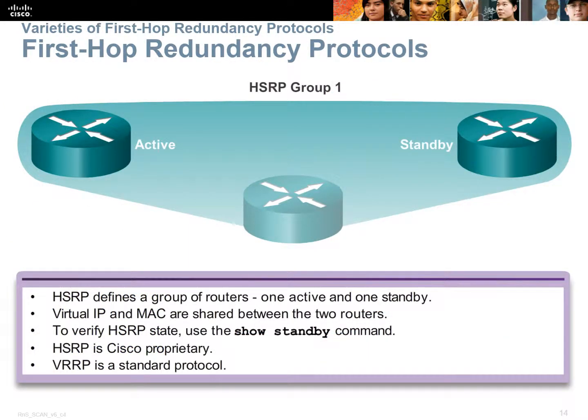HSRP is the one we'll spend the most time on, basically because that's Cisco's proprietary first hop redundancy protocol, but it's also got a lot of extra features that the other two don't have. So we'll look at what they all do, but we'll spend most of the time focusing on HSRP.